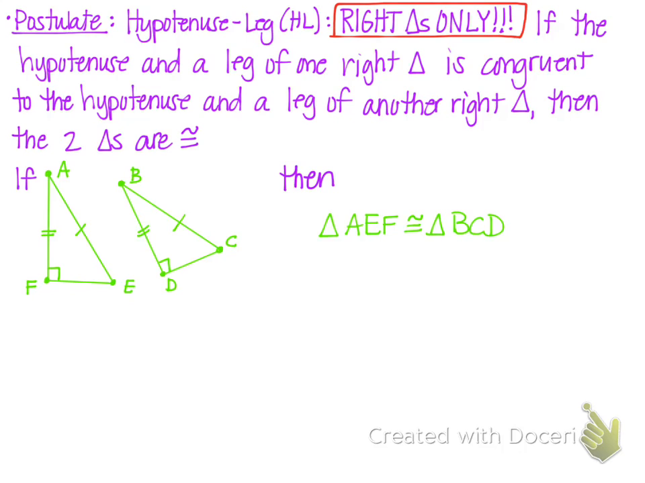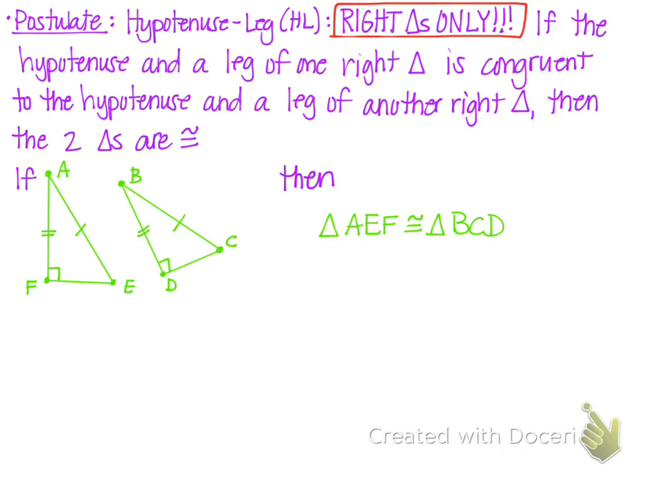So here's a picture. Now, remember how you know a triangle is right is if it's got this right angle mark, that little box in the corner. So the hypotenuse, remember, is the side across from the right angle. See that? We've got our two hypotenuses marked congruent, and a leg is just any other side. So because we have the hypotenuse and one of the legs, we can say that the two triangles are congruent. And here's the triangle congruent statement.